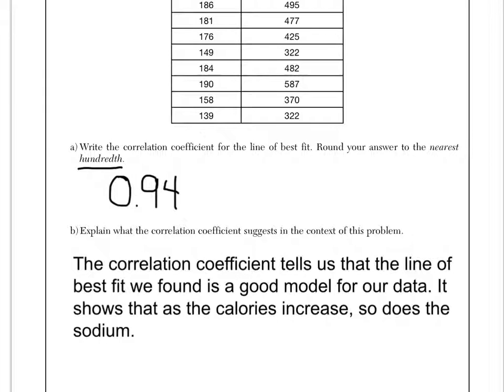Okay, so let's read what I've written down below. The correlation coefficient, what does it tell us? Well, it tells us that the line of best fit that we found is a good model for our data. It shows that as the calories increase, so do the milligrams of sodium. So you just used this correlation coefficient after you typed everything in your calculator. Remember, you will not have those directions on the Regents exam, so you need to make sure that you memorize them if you did happen to use your study guide to help you.